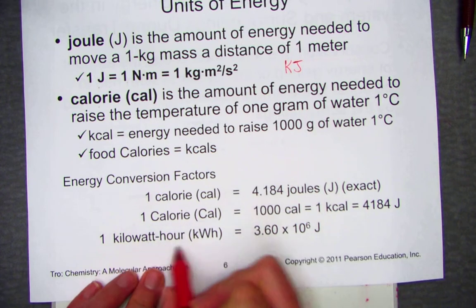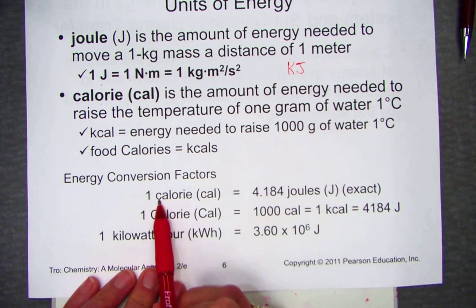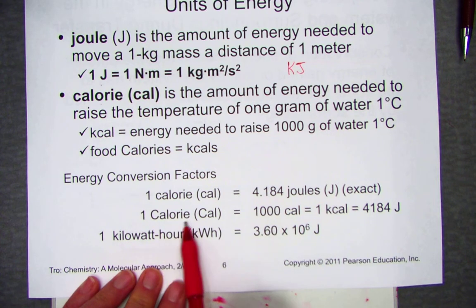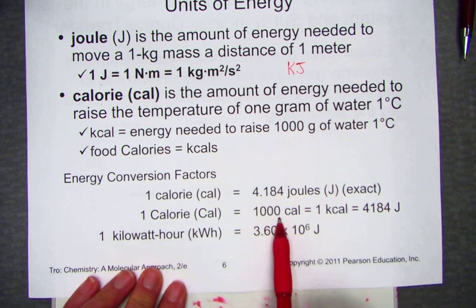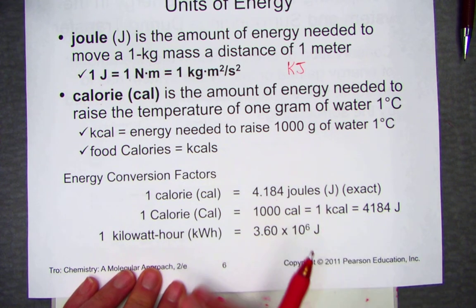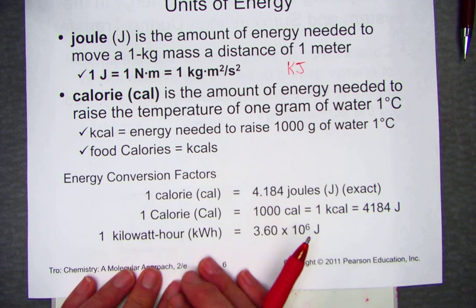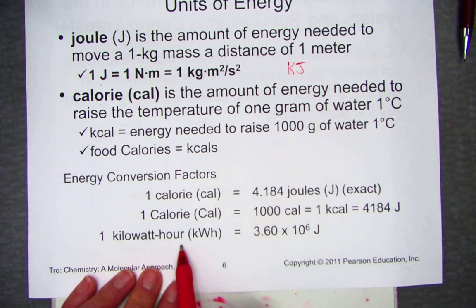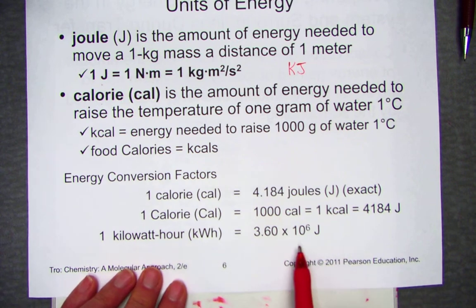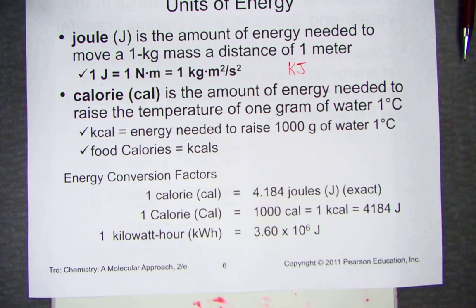Most common conversions that we will use: 1 calorie is 4.184 joules. 1 Calorie with a capital C, notice that's 1,000 calories with a small c, is a kilocalorie, or 4,184 joules. And a kilowatt hour, most commonly used from a power source when the power company charges us for the use of electricity, comes in a kilowatt hour. It's 3.6 times 10 to the 6th joules of energy.